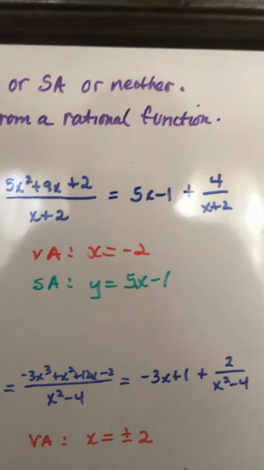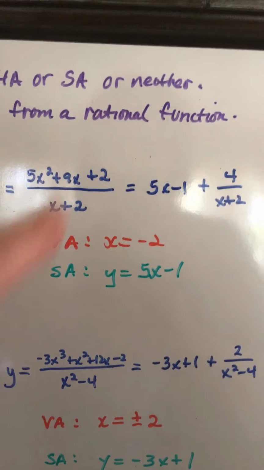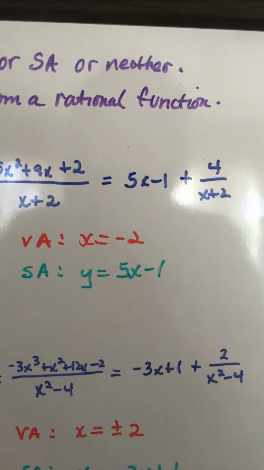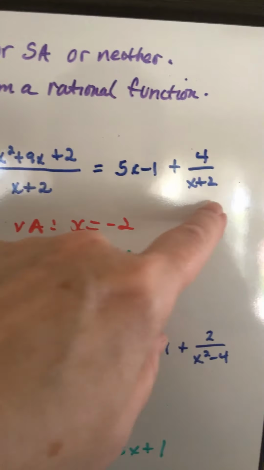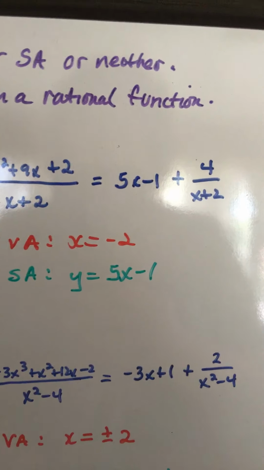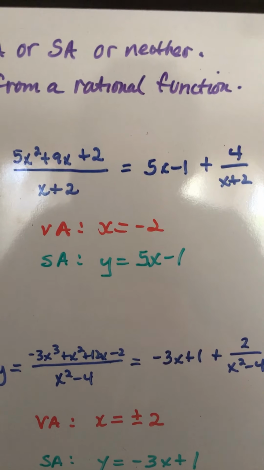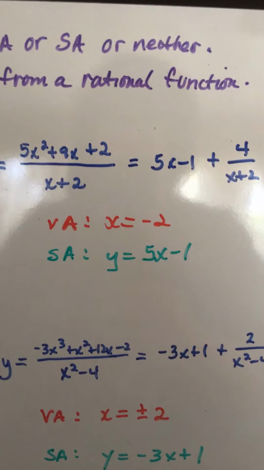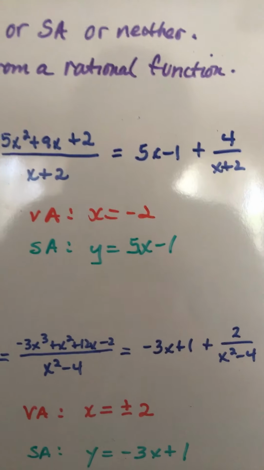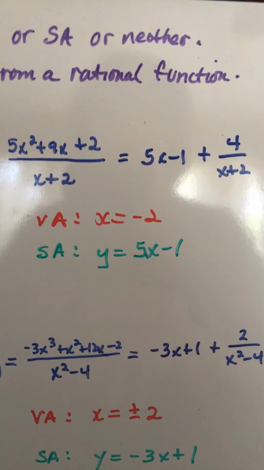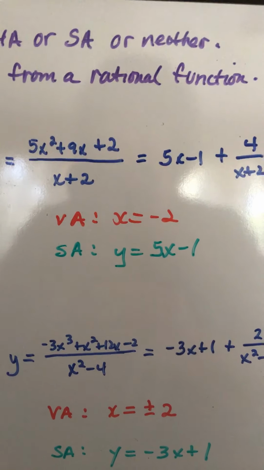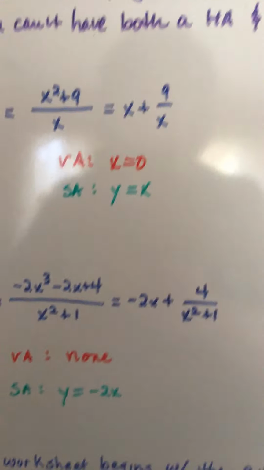Over here, the next ones, I show you in the rational form and then in quotient remainder form. What makes the denominator 0 for both? -2. So x equals -2 is the vertical asymptote. The quotient, 5x minus 1. So the slant asymptote is y equals 5x minus 1.